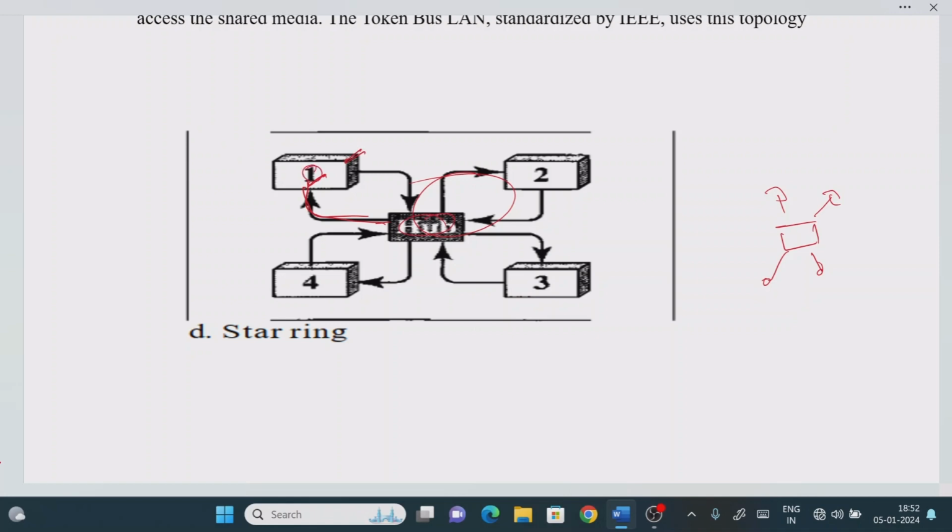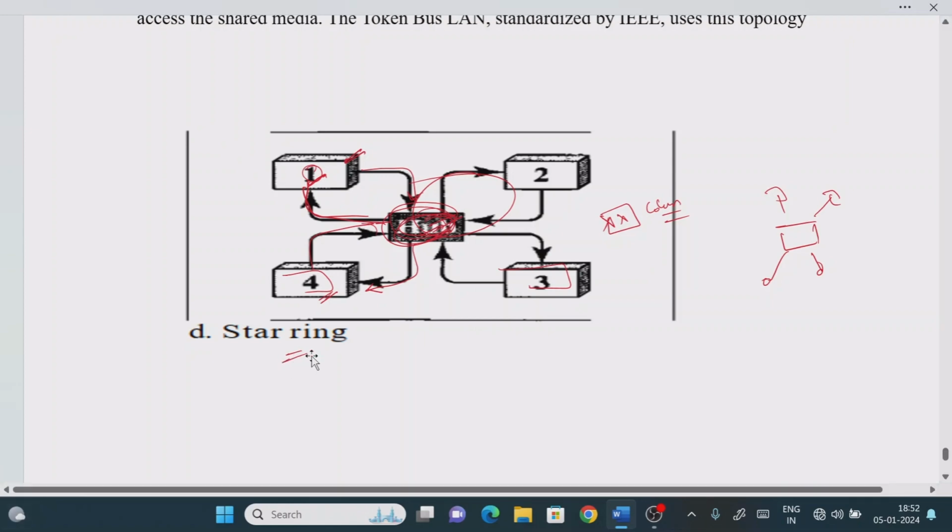The moment you don't have data, you give the token back to the hub, right? Now the hub transfers the token to the next system. Once it finishes its data, it will return the token to the hub. Here everything is performed through hub operation. In a practical scenario, as I have shown you multiple times, when two devices communicate with each other through an intermediate device like a hub, a boom occurs, nothing but what we call a collision, right? So this is what we call the star ring operation.